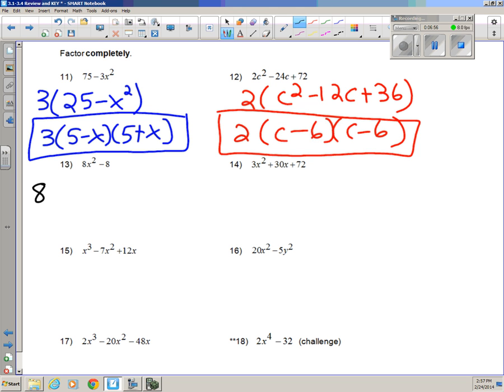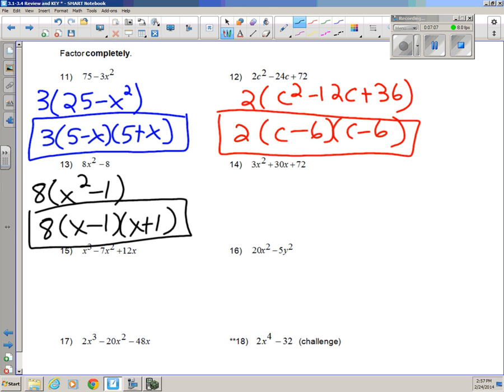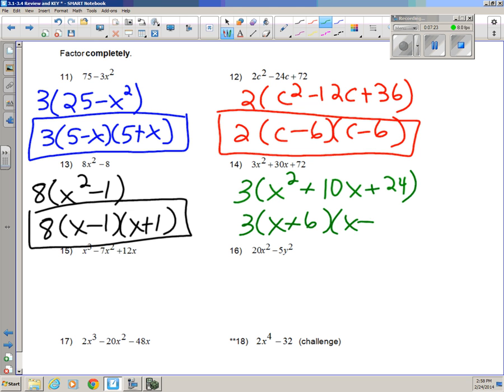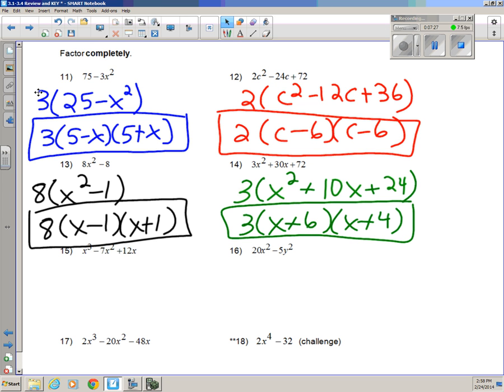Number 13, GCF is 8. X squared minus 1 is left over. That's a DOTS problem. Don't lose the 8. X minus 1, X plus 1. Number 14, 3 is the GCF. What's left over? X squared plus 10x plus 24. What multiplies to 24 but adds to 10? And that becomes x plus 6, x plus 4. Again, you can't lose your GCF.